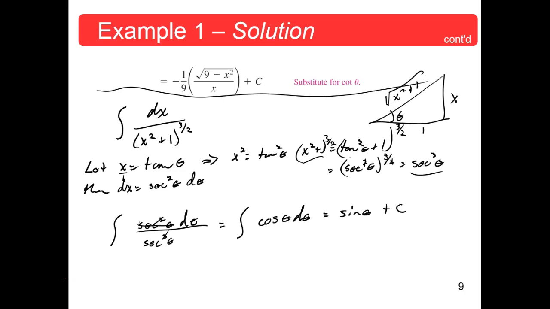So where do we go to get that? Your triangle, of course. And what is sine theta? X over the square root of x squared plus 1, plus c. Can it be that easy? I hope so. Yes. X over the square root of x squared plus 1 plus c.